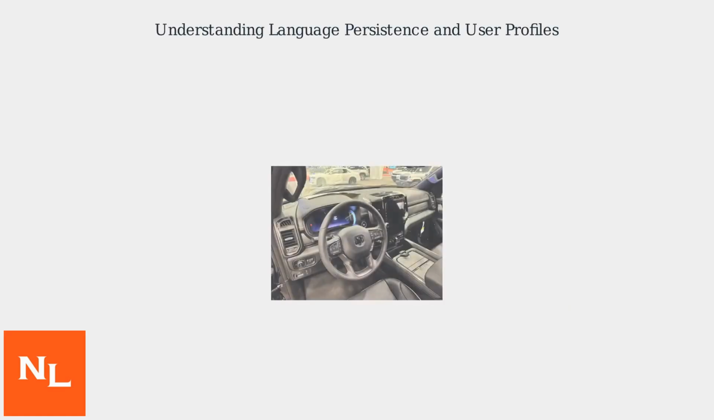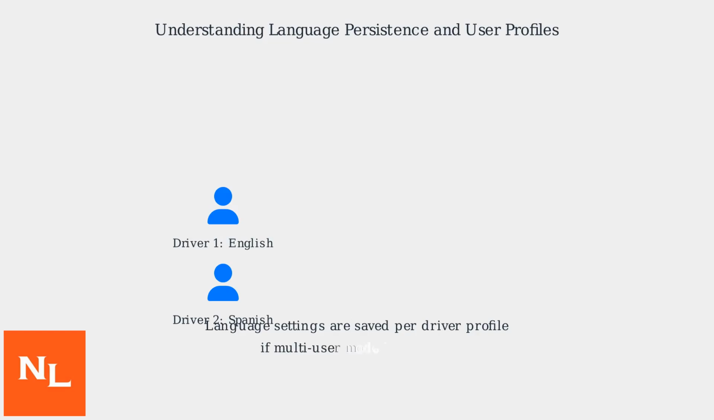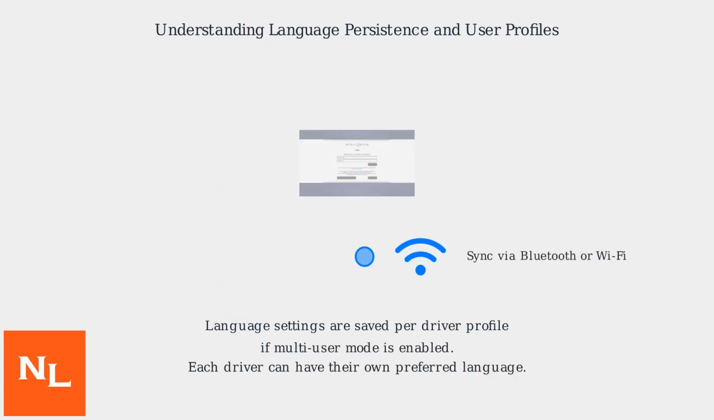Language settings are saved per driver profile. If your Ram 1500 ETorque has multi-user mode enabled, this means each driver can have their own preferred language setting. These settings are also synced via Bluetooth or Wi-Fi if you have a Stellantis account, ensuring your preferences are maintained across software updates and reboots.